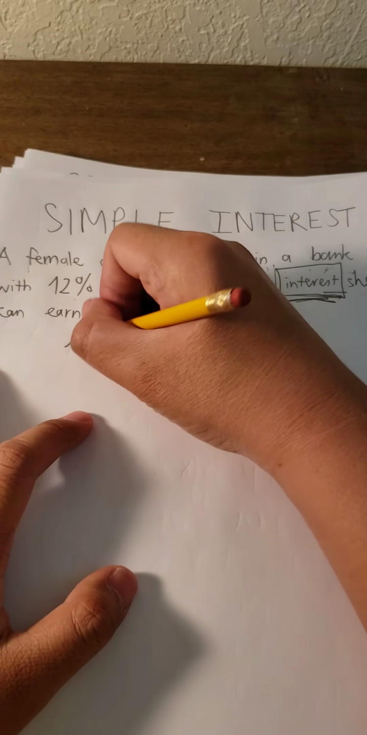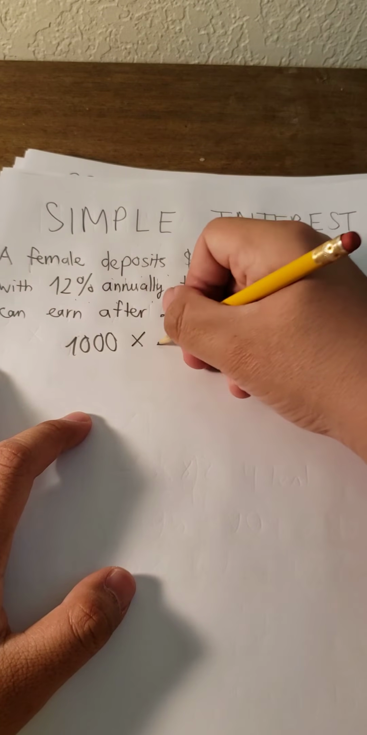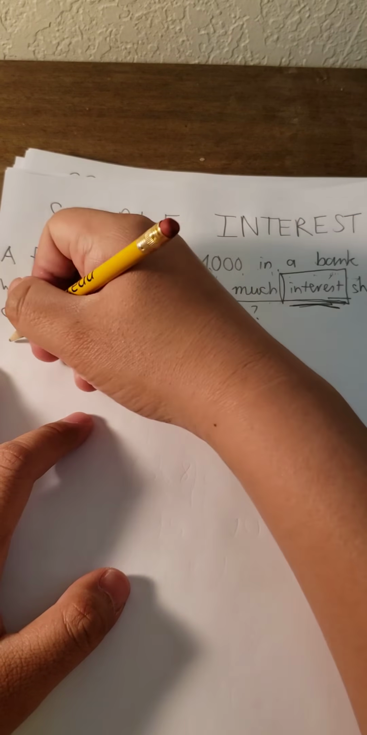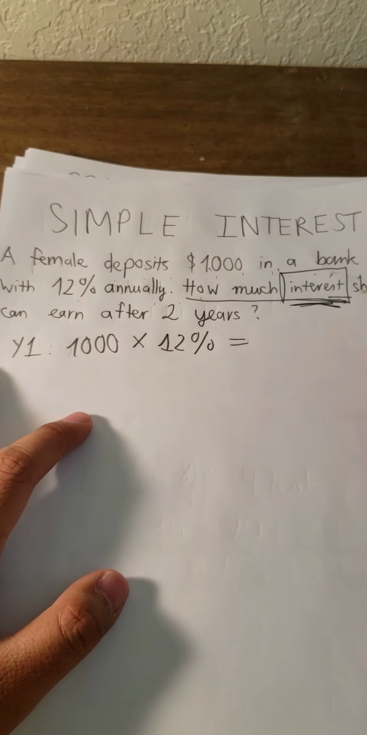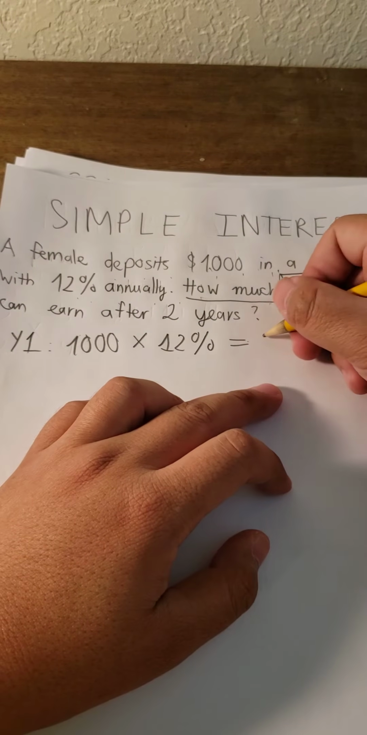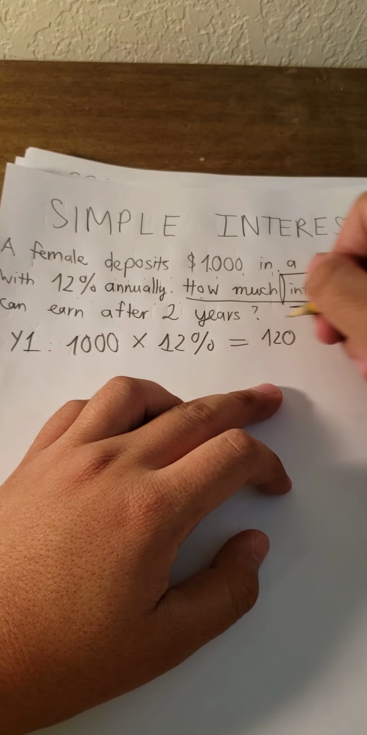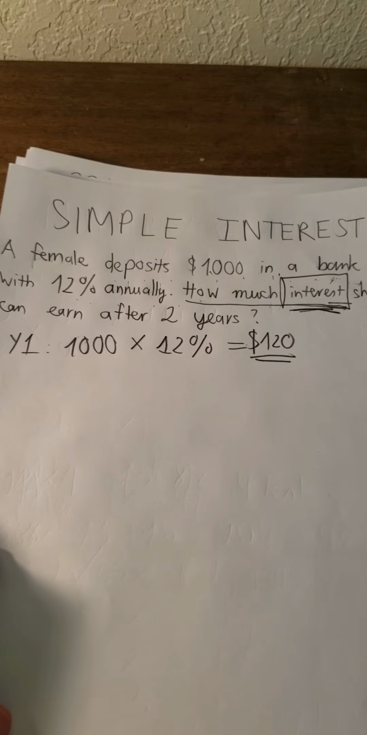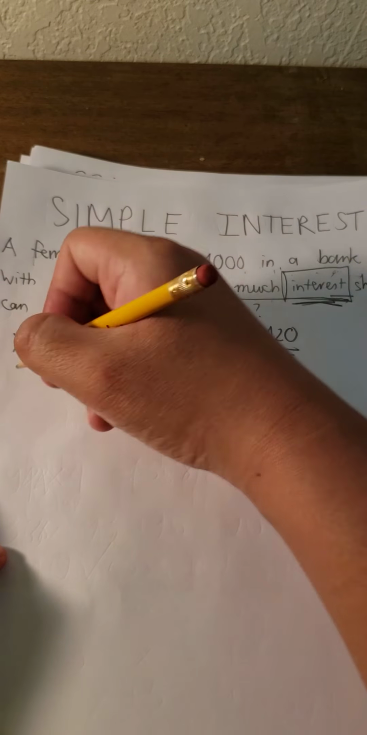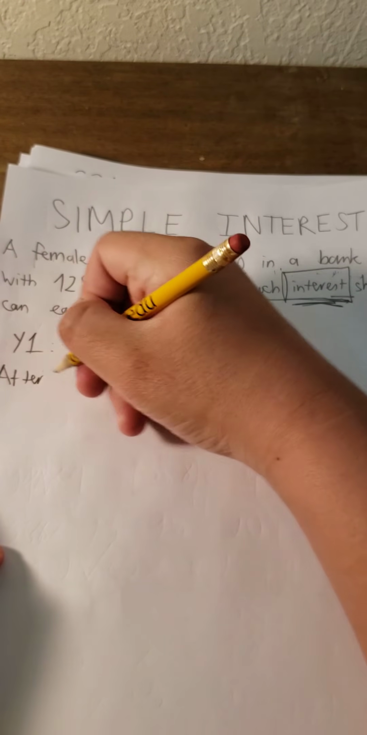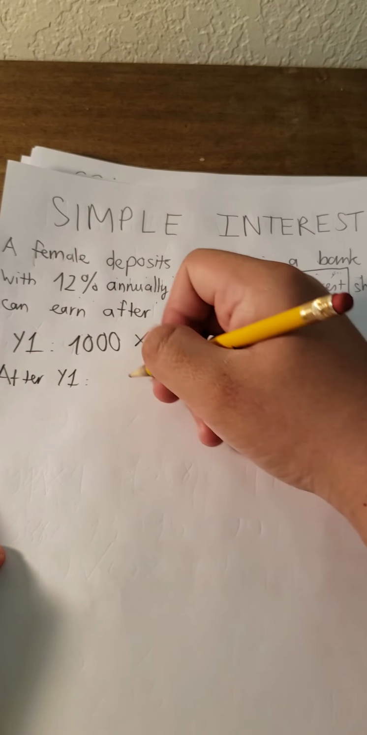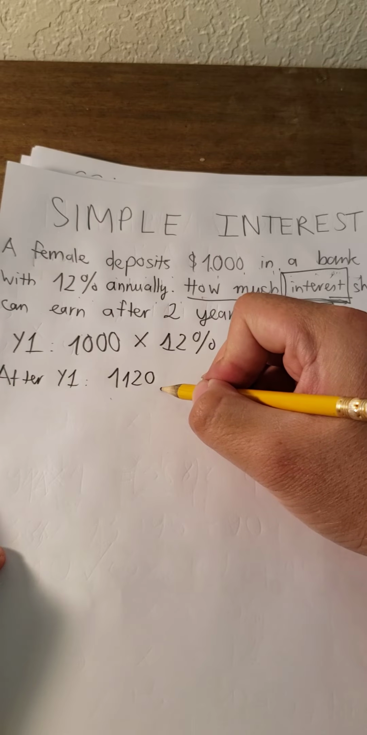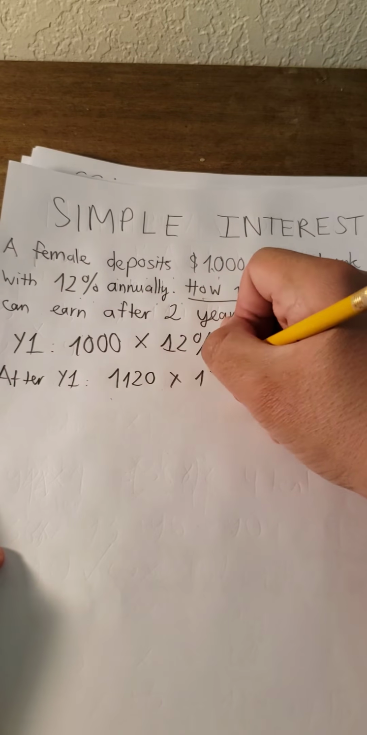So we have 1,000 multiplied by 12%. So after year number 1, we have $120. That is the first interest. And the next one, after 1 year, we have $1,120. So the next one we multiply by 12% again.